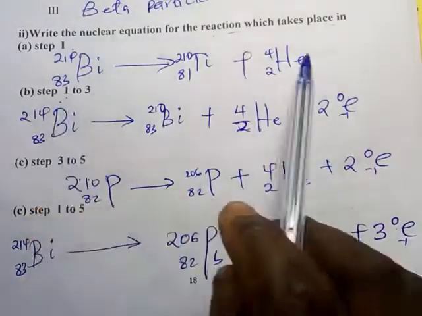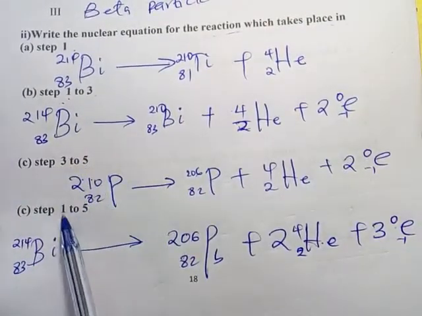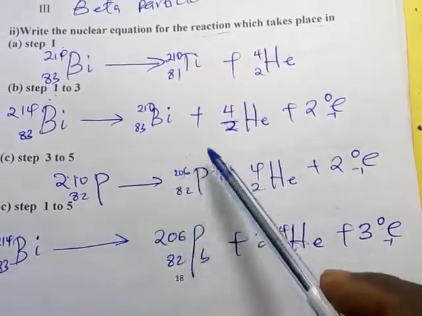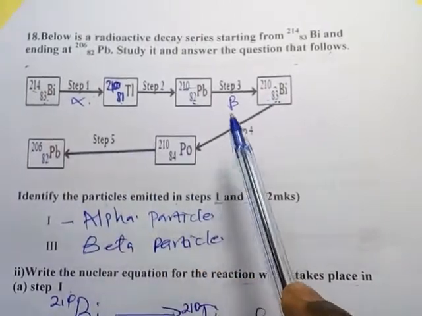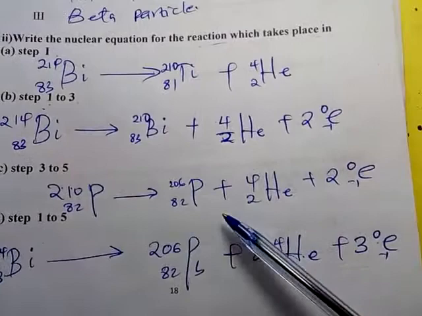Now write those nuclear equations in step 1 to 3, step 3 to 4 to 5, step 1 to 5, and then compare with my answers after you have done. You will do them using this chart here, and then check your answer using what I have done here.